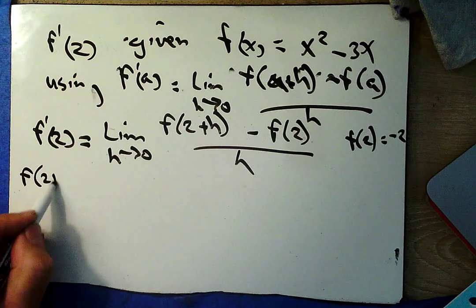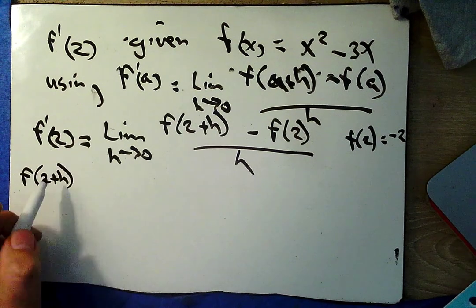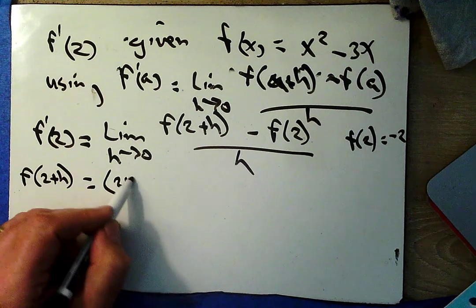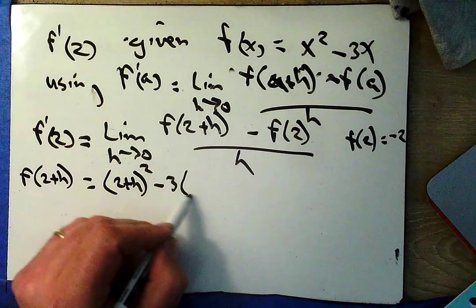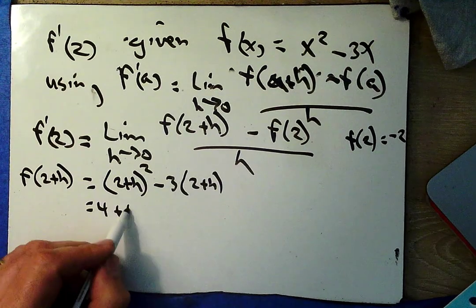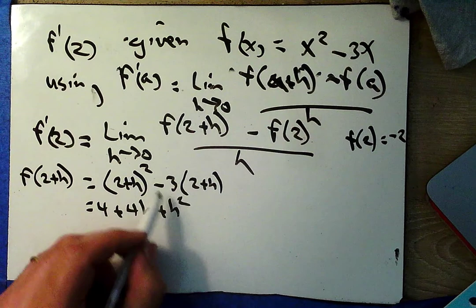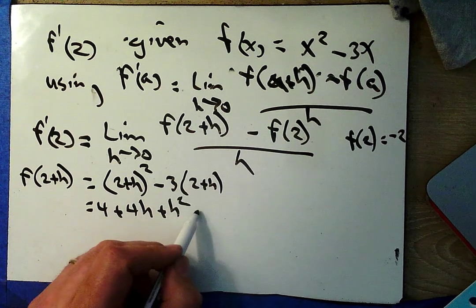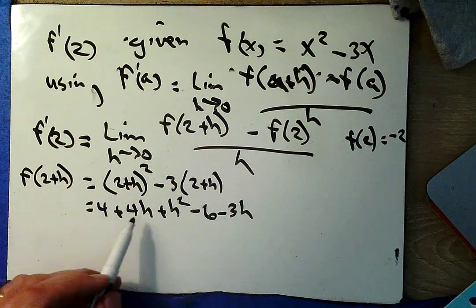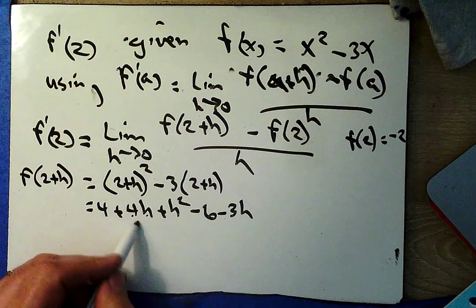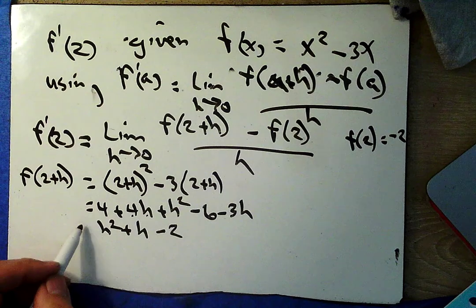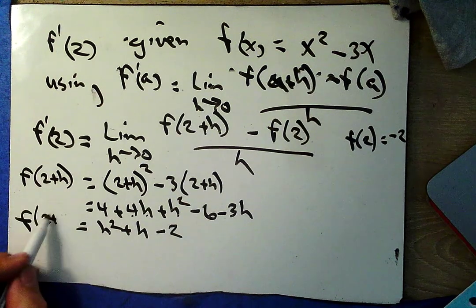Well, f of 2 plus h means I have to replace all the x's of f of x with 2 plus h's. So 2 plus h squared minus 3 times 2 plus h. So I FOIL here, and I get 4 plus 4h plus h squared, and I distribute the negative 3 to each of these, minus 6 minus 3h. Is there anything I can tidy up? Sure, 4h minus 3h is 1h, and 4 minus 6 is negative 2. That's f of 2 plus h.